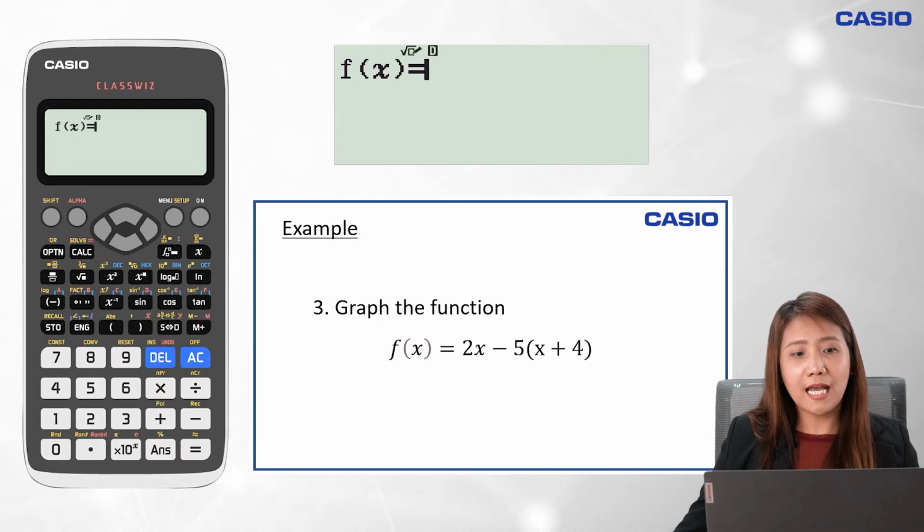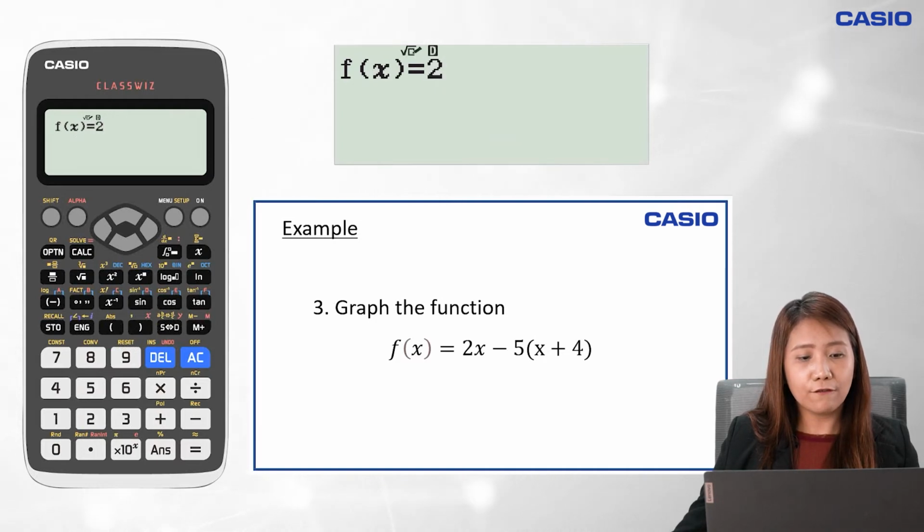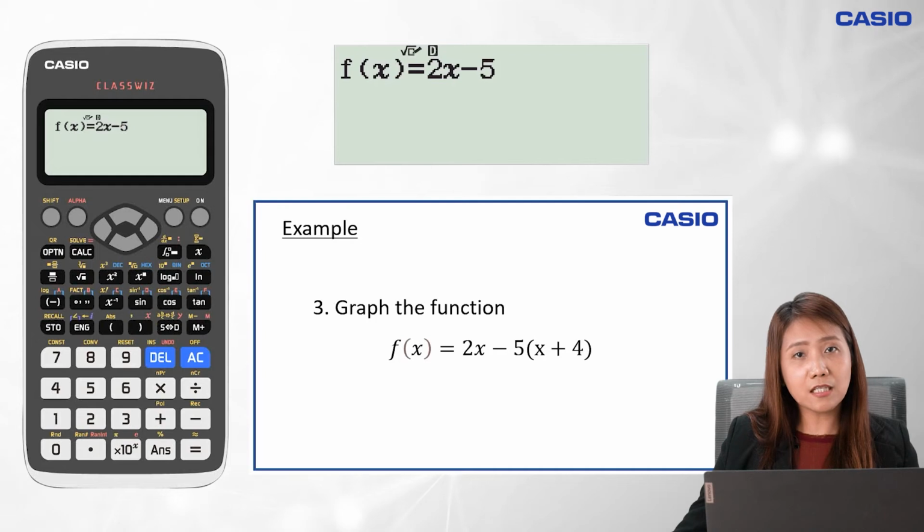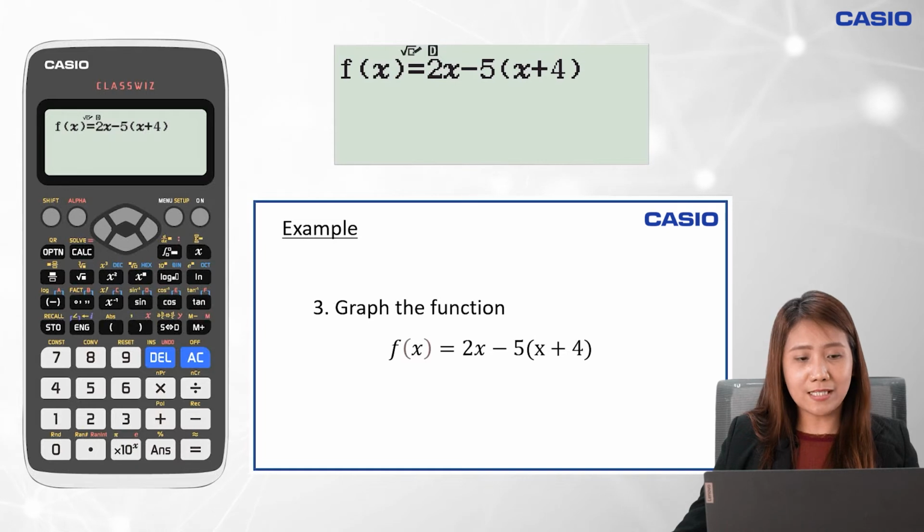Input the function, that is 2x minus 5 for the quantity x plus 4, open parenthesis x plus 4, close parenthesis. Then press equal sign twice.